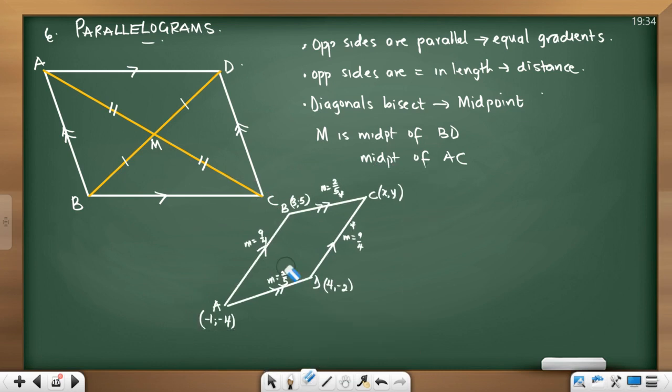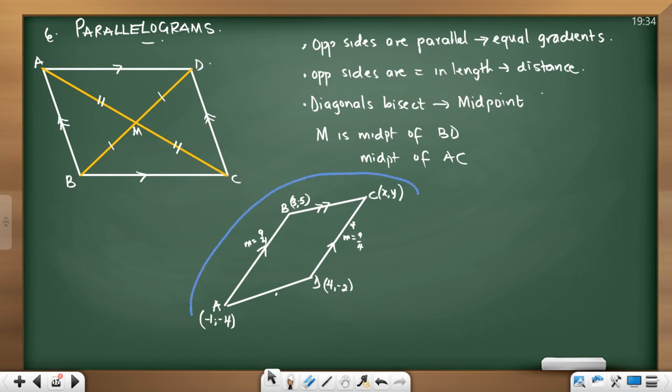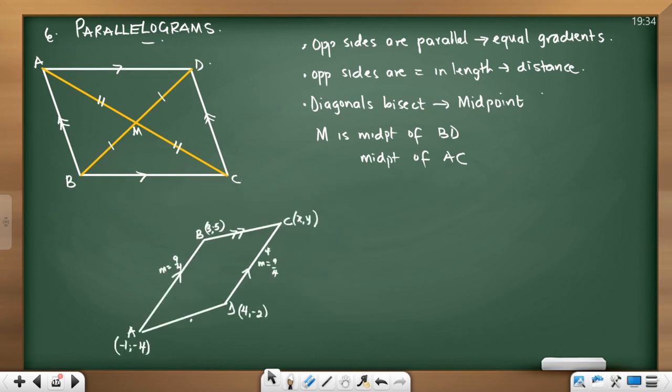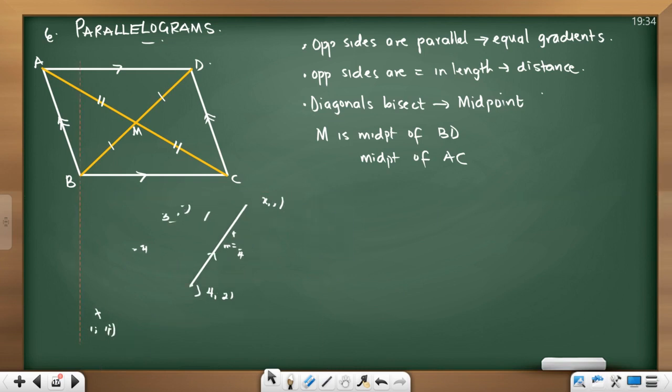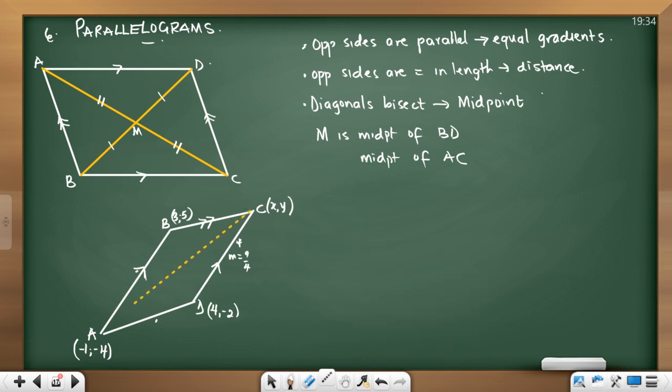Now I do not need the gradient. We are told it's a parallelogram, so we can apply the midpoint. We know our answer is 8 and 7. You know the diagram, so you can redraw that diagram and the coordinates. If I draw the diagonals, they would meet at that point, and I'll call that point M.